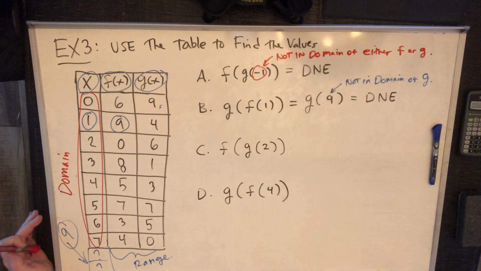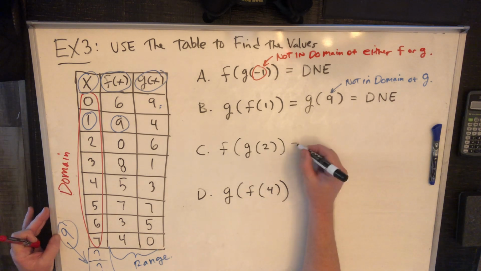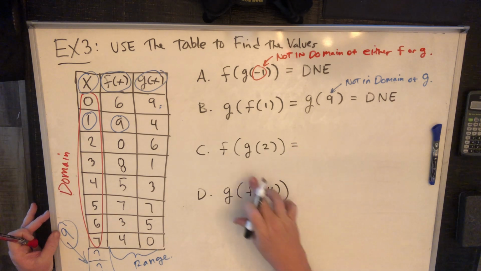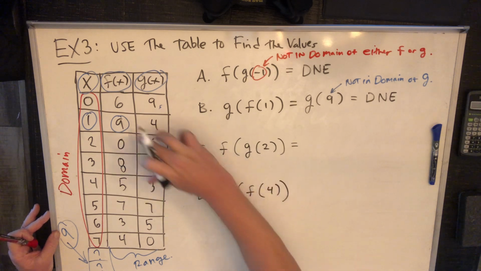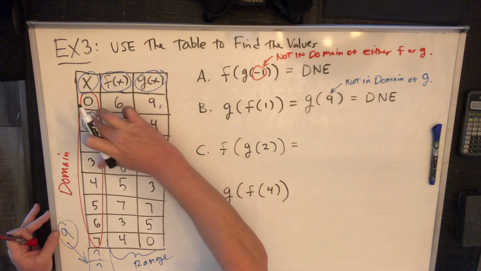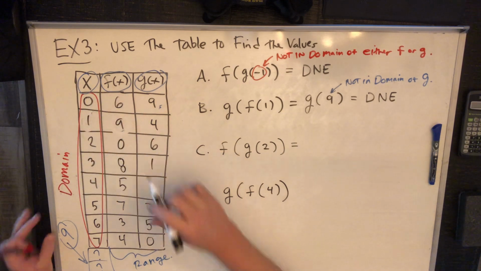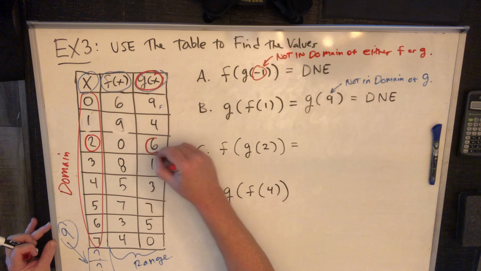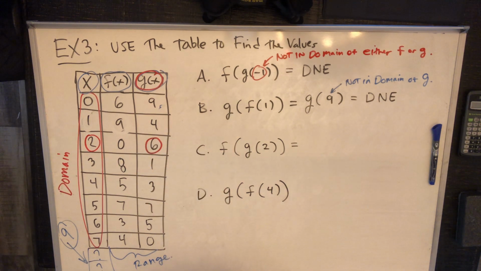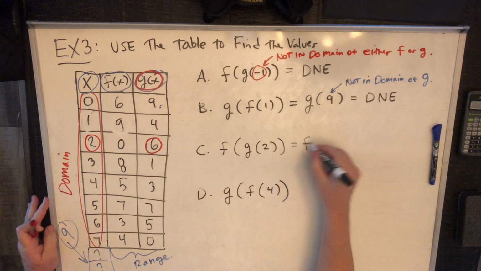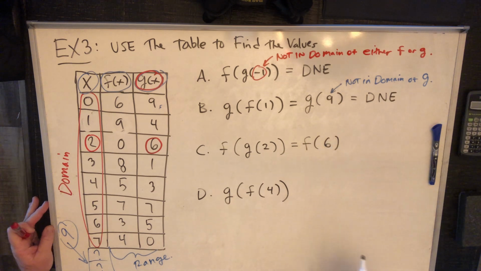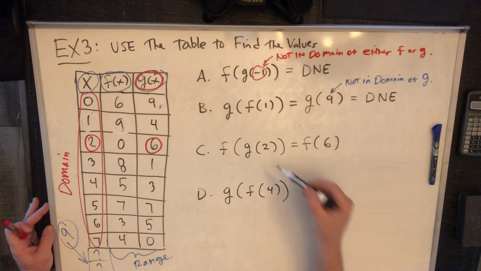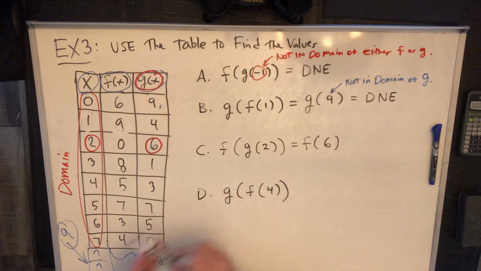So the first two answers come out to be DNE. Let's hope that doesn't happen to all of these. Let's try the next one. So now f of g of 2. Let's come over here and find what g of 2 is first. G of 2, use the g function. G of 2 is 6. So now we are calculating f of 6.